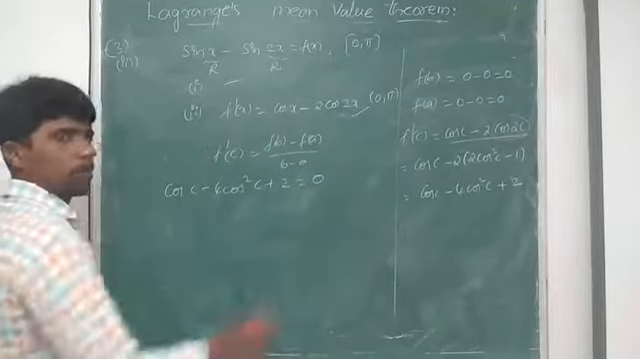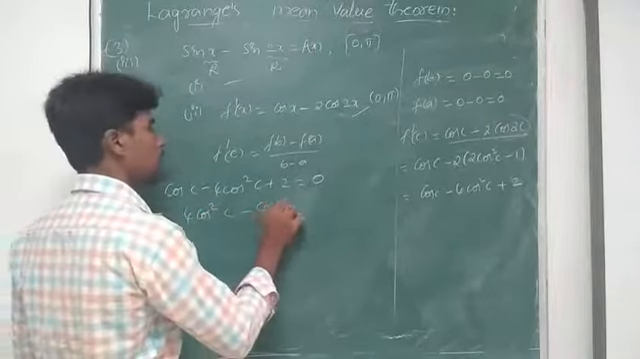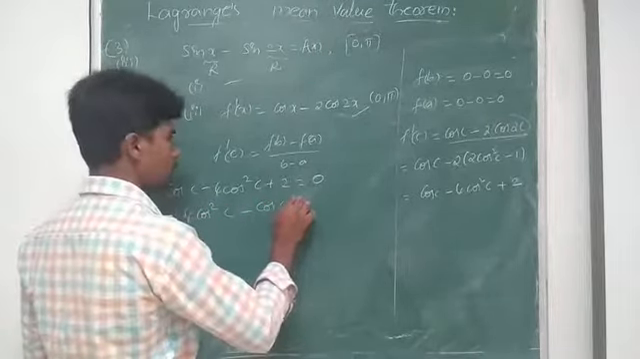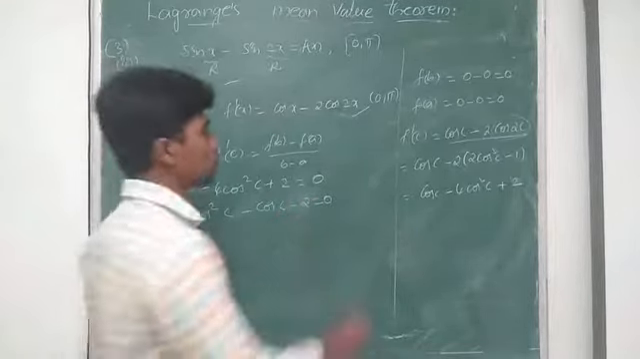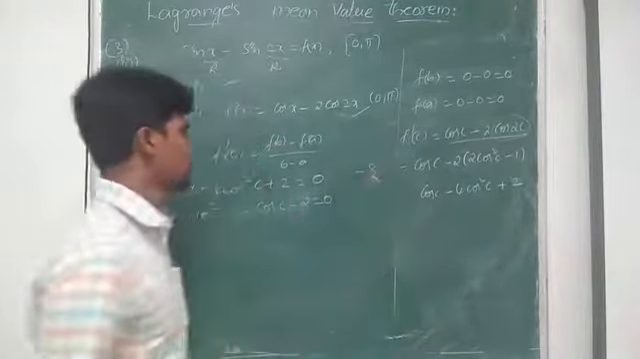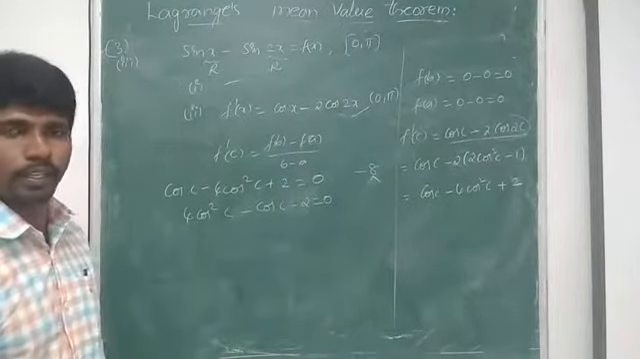So now multiply by minus, then I get 4 cos square C minus cos C minus 2, which is equal to 0. 4 into minus 2 is minus 8. So we don't have any factors for this one. So again we have to go for the quadratic equation.